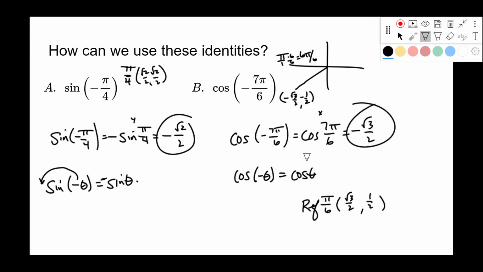That's the answer. So these even odd properties can help you to avoid having to go clockwise on the unit circle and then figure out where you are relative to the actual unit circle. Or it could also keep you from having to add 2 pi to this angle, right, to figure out where you are in a positive unit circle. Okay, you can use these for that.